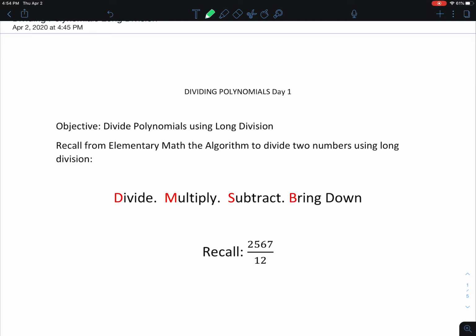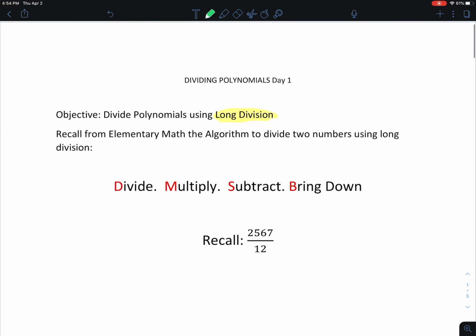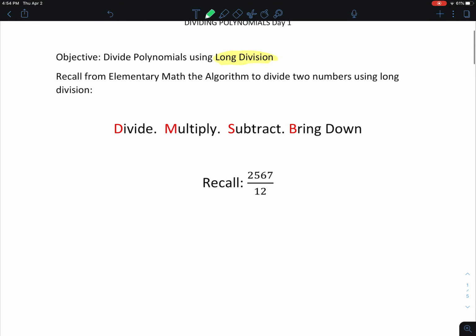Today we're going to look at dividing polynomials using long division. Tomorrow I'm going to show you a different method. It's called synthetic division, and you're going to love it. But just bear with me for today because we do have to do this as well.